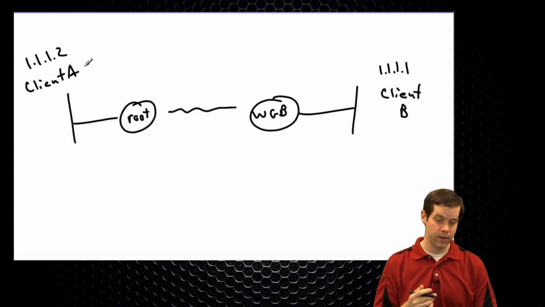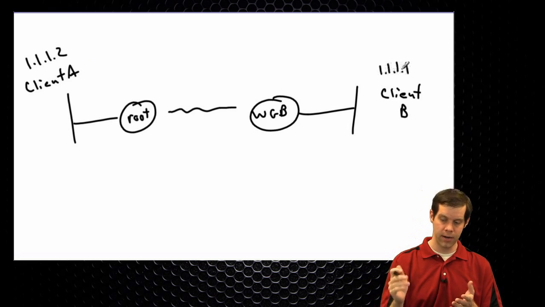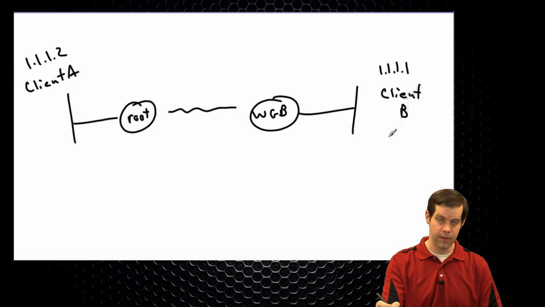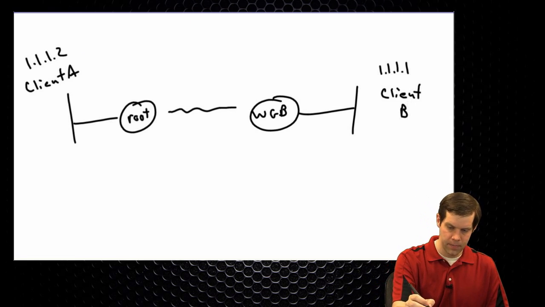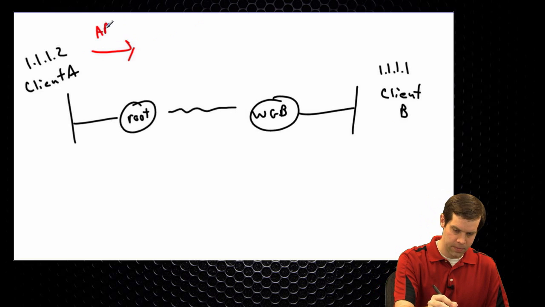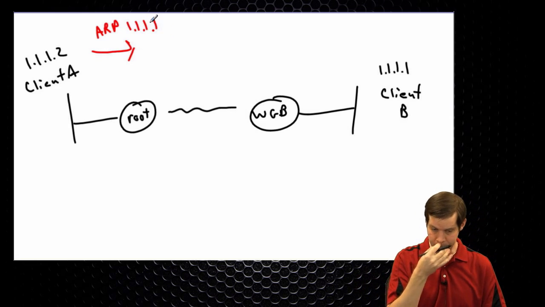The first thing it has to do, since it's on the same VLAN, is resolve this IP address to a MAC address because ultimately we need to target the layer 2 MAC address of client B. So what does it do? It sends an ARP. So client A sends an ARP. So it's going to say ARP to 1.1.1.1. Basically, what's the MAC address for 1.1.1.1?